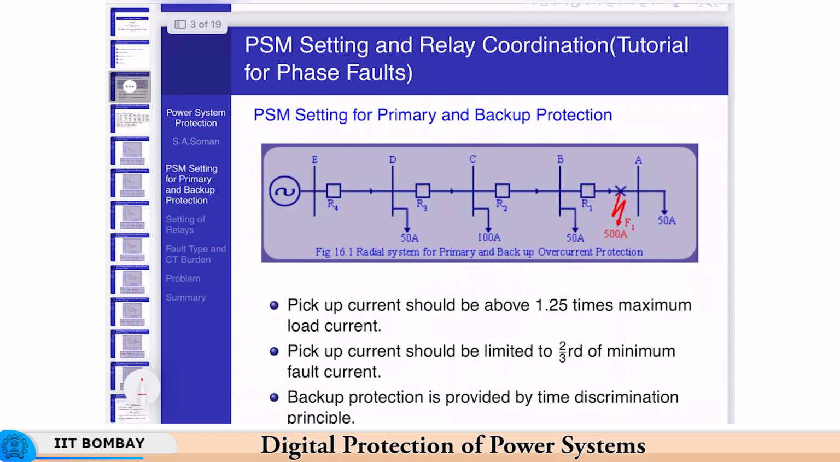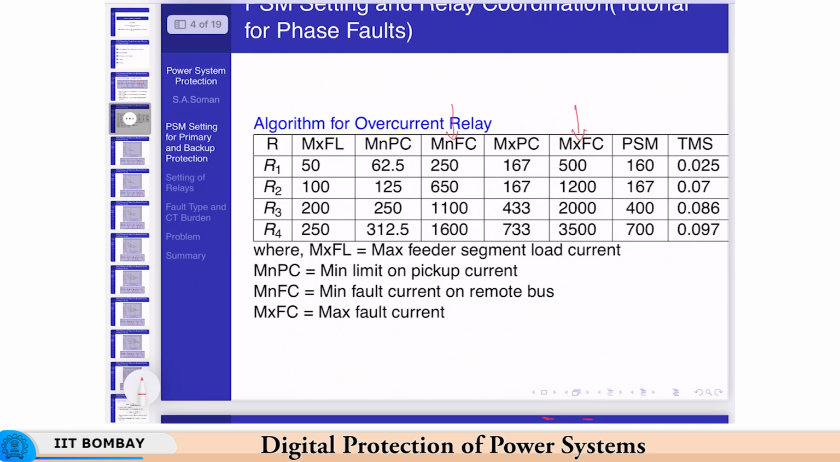Keep in mind that R2 has to act as a backup for this section also. So, the minimum fault current here is 250. If you set it at 433, which is 2/3 of 650, it will not see this fault current at all and it will not act as a backup relay. So, to avoid that, we set it at 2/3 of the minimum fault current of the section that it has to back up. So, it will be 2/3 of 250. So, for R2 the maximum pickup current is 2/3 of 250, which is 167.